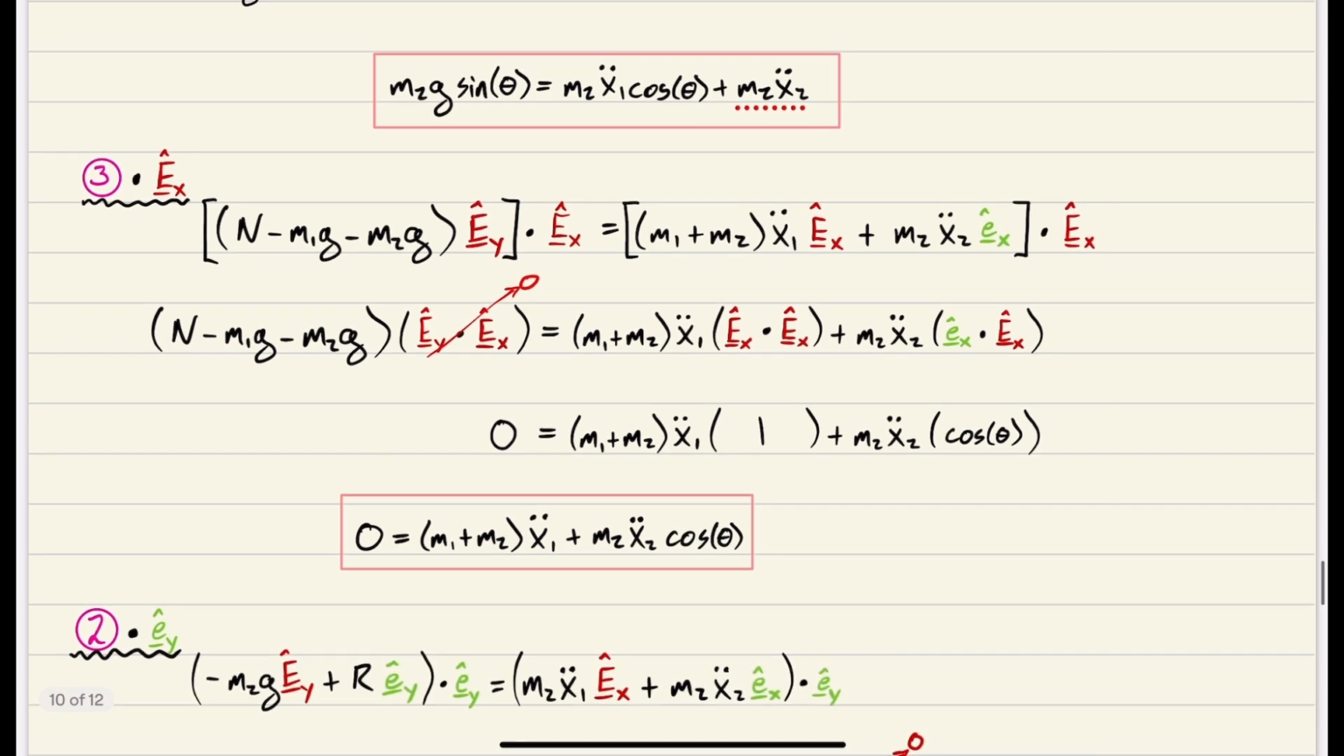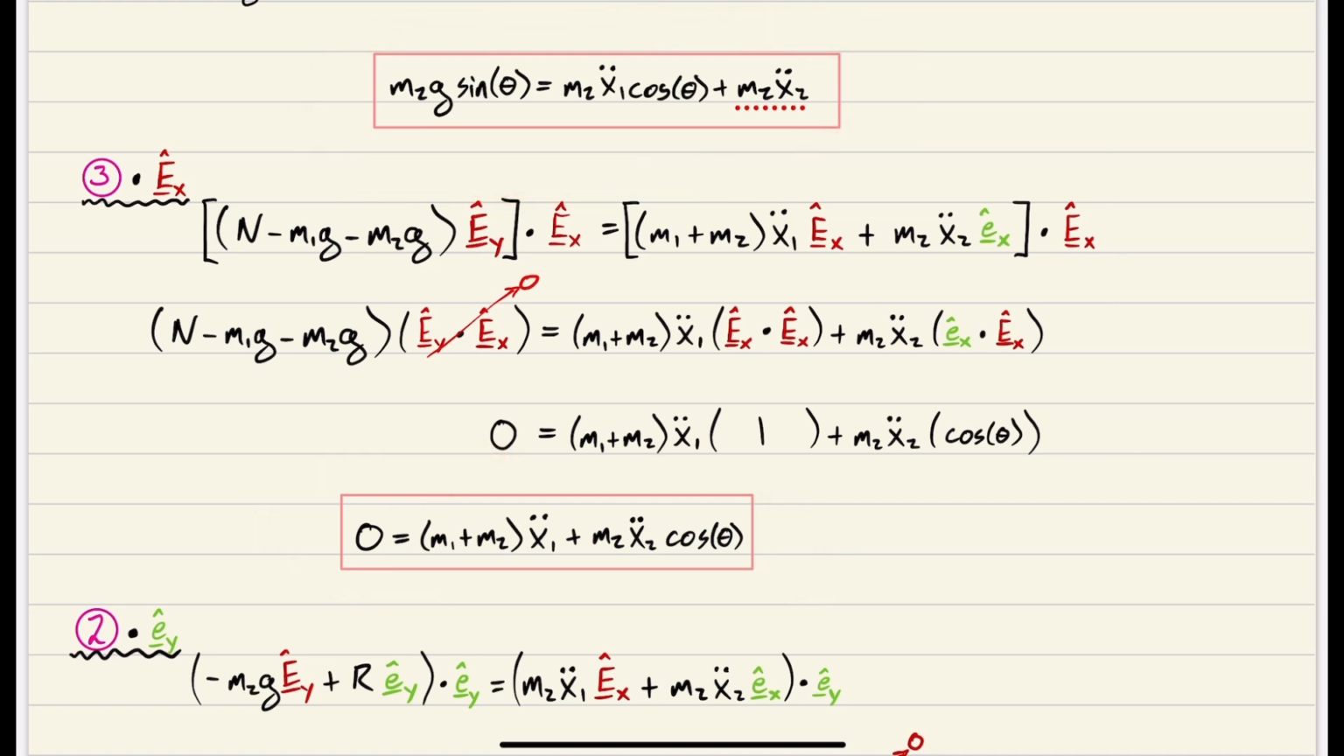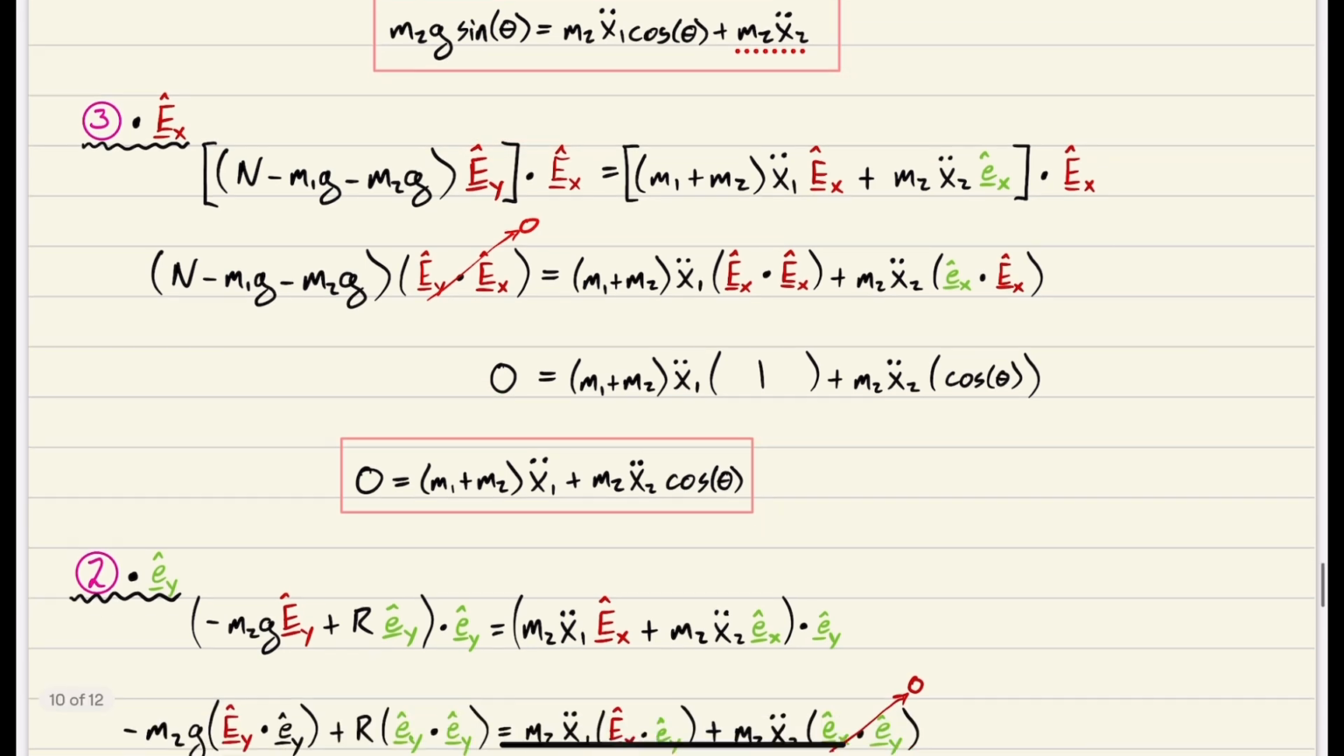I'm going to go quicker through this one. This is 3 where we're dotting with a red EX. If we go through this process, we're left with another equation in terms of x1 double dot, x2 double dot. This is this one and this one. This is a system of 2 equations. So 2 equations, 2 unknowns. We know x1 double dot and x2 double dot now.